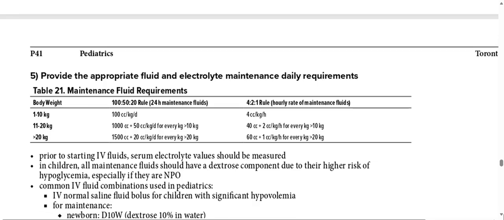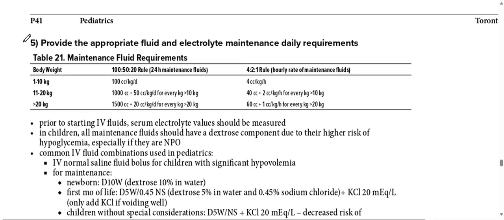Next thing we need to know about number 5 point, provide the appropriate fluid electrolyte maintenance daily requirements. Okay, there are different rules we need to follow. First rule is the 100-50-20 rule for the maintenance fluids, and the other rule is the 4:2:1 rule, the hourly rate of maintenance fluid. Okay, for the first 10 kg of body weight, the 100-50-20 rule is there.